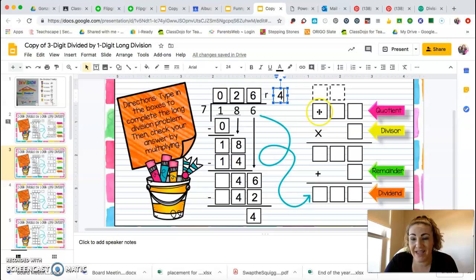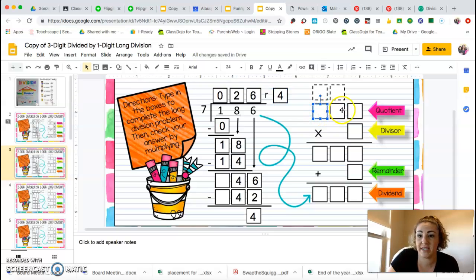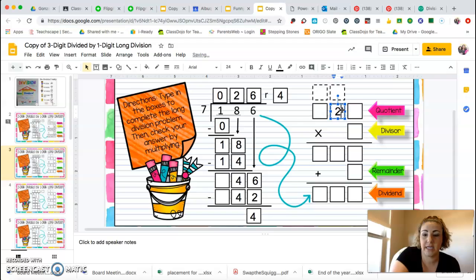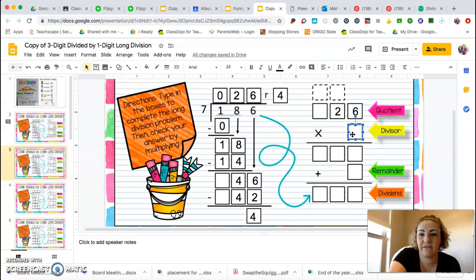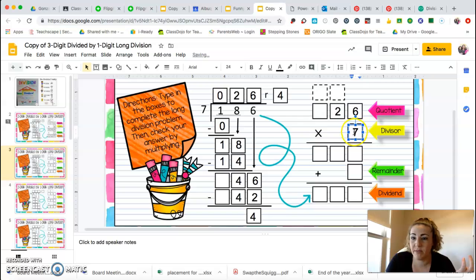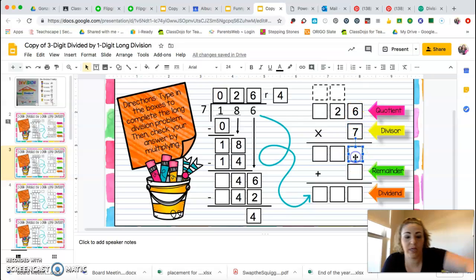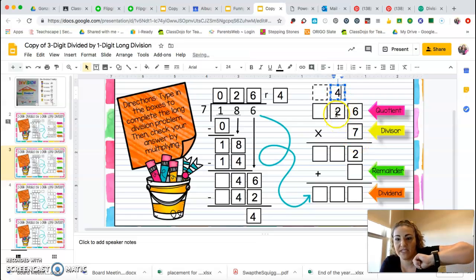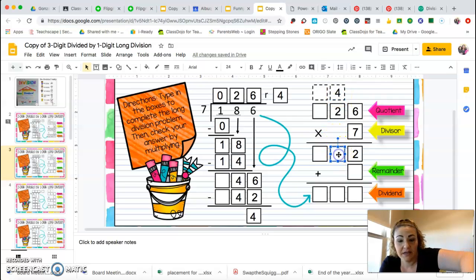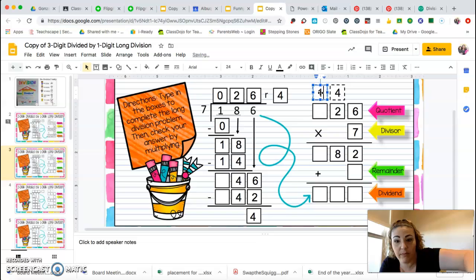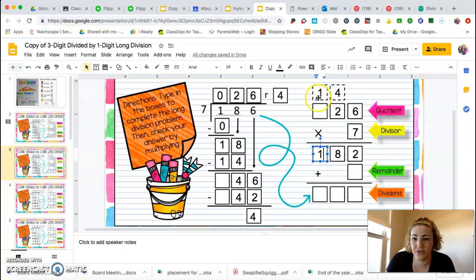Now I'm going to come over here, guys, and you're going to put your quotient, which is 26, times your divisor. Your divisor is right here, which is 7. And now you're going to multiply. Well, 7 times 6 is 42. Put down my 2 here. I'm going to regroup my 4. 7 times 2 is 14. 14 plus 4 is 18. So I'm going to put my 8 here, regroup my 1. So that's 7 times 0 is 0, plus 1 is 1.